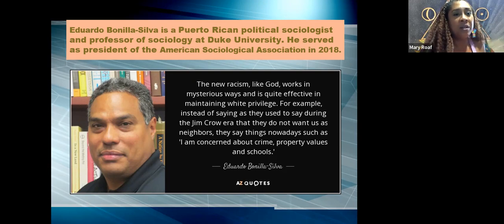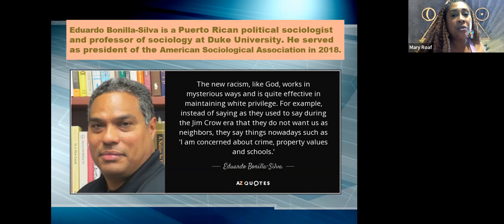Phenotype is the physical expression of the genes. And of course, Puerto Rico is a territory of the United States. So current day colonization is what scholars refer to as colonialism, and literally any part of the world that's characterized politically, economically as a territory, that's just a colony of another country. And so he is a very critical political sociologist. He is a professor at Duke University, and he actually was elected as president of the American Sociological Association in 2018.